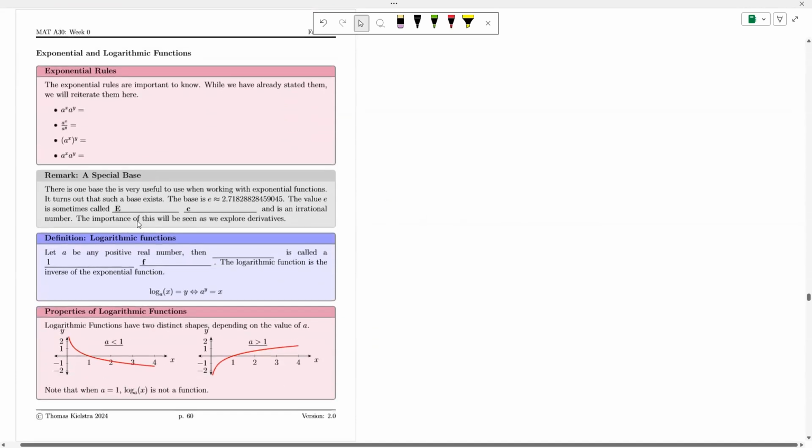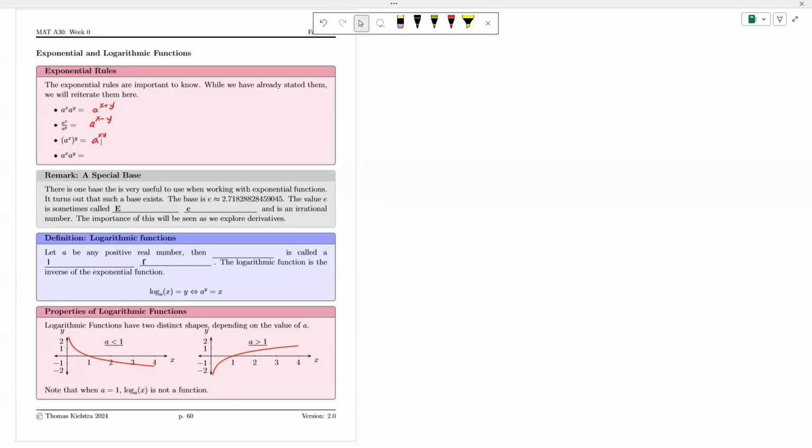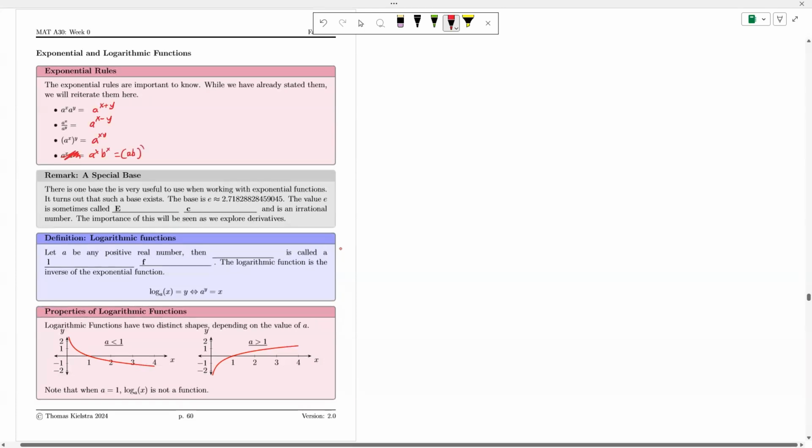And with our exponential functions, we have our exponential rules, which we discussed before with our power rule. a to the x times a to the y is a to the x plus y. a to the x over a to the y is a to the x minus y. a to the x all to the y is a to the xy, and a to the x b to the x equals ab to the x.